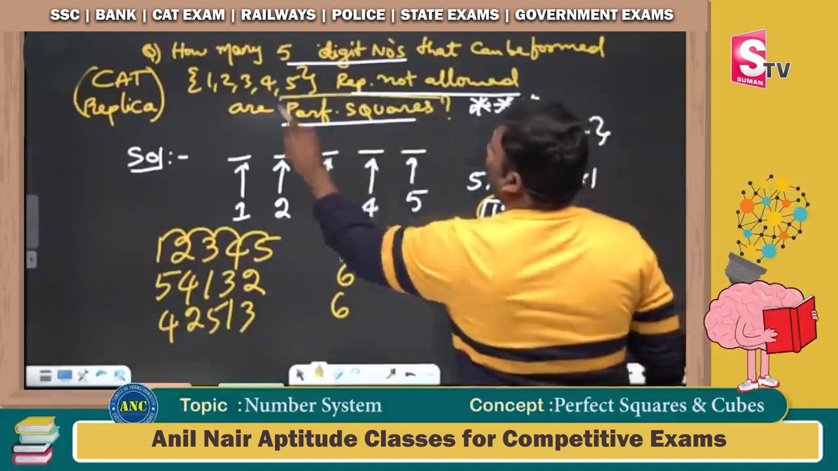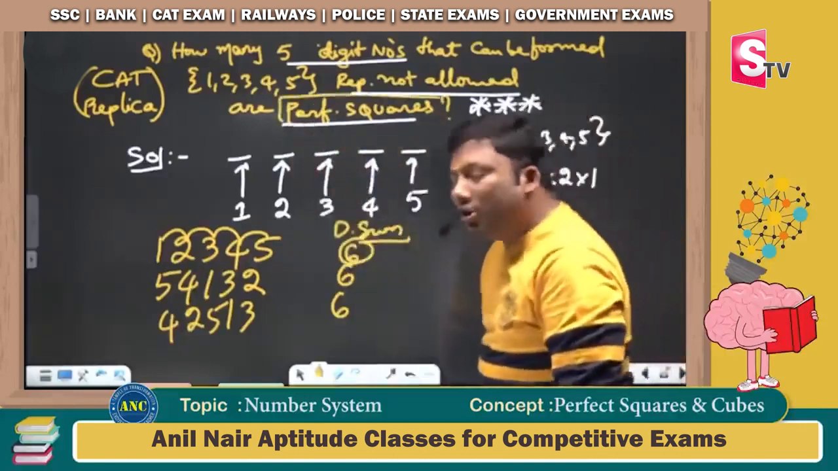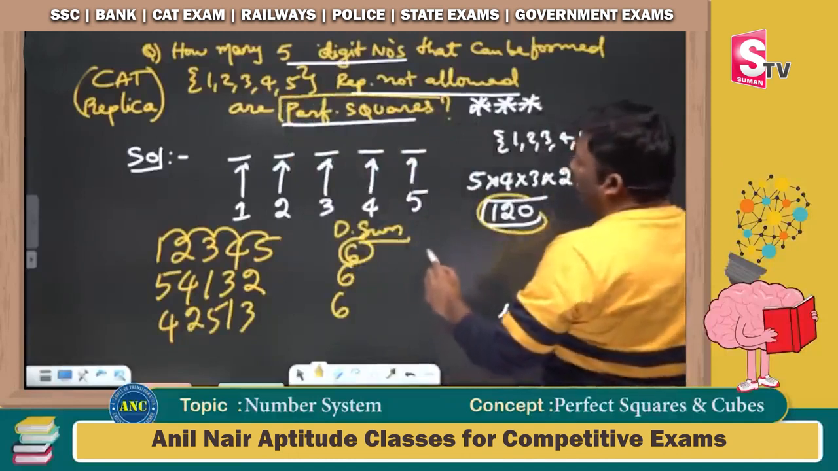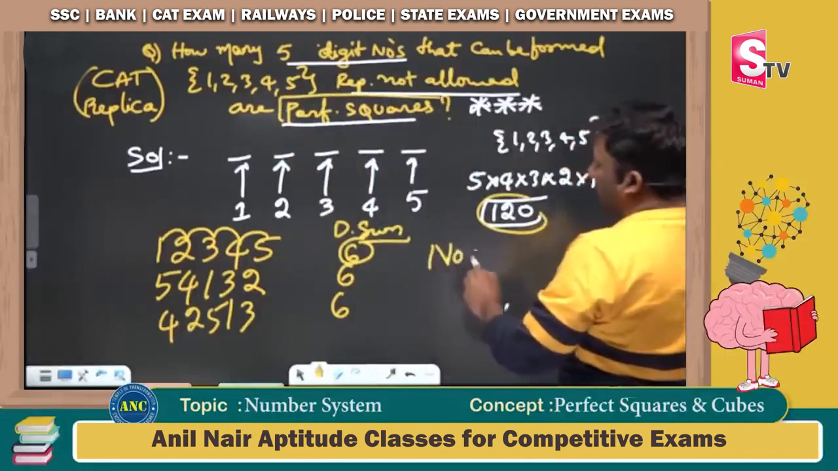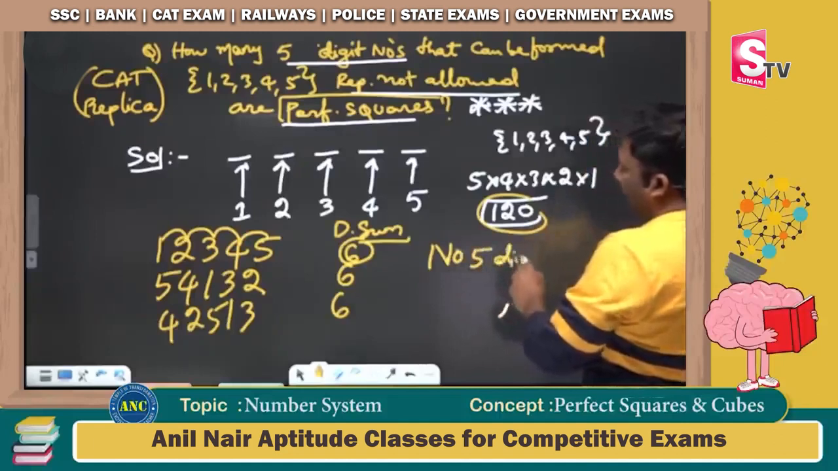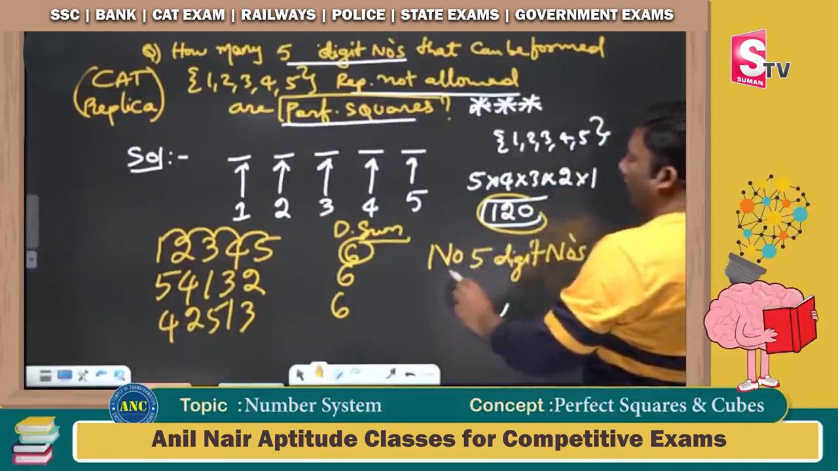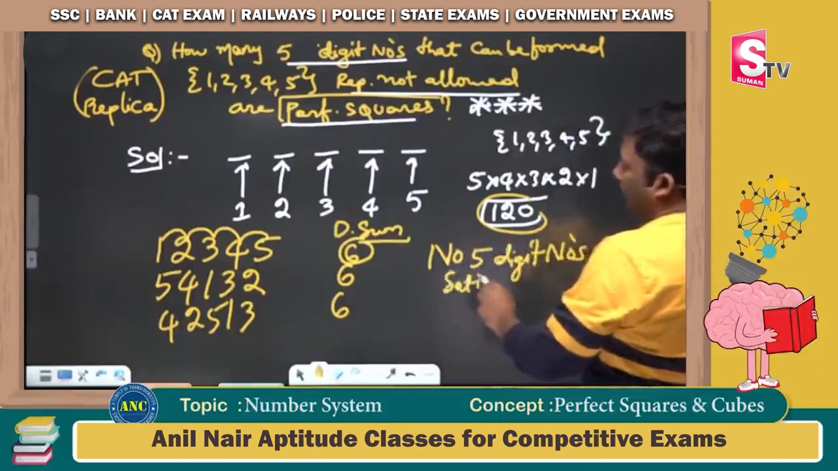For a number to become a perfect square, what should be the digital sum? 1, 4, 7 or 9. Answer is: no 5-digit numbers are perfect squares from the digits 1, 2, 3, 4, 5. No 5-digit numbers satisfy the property.